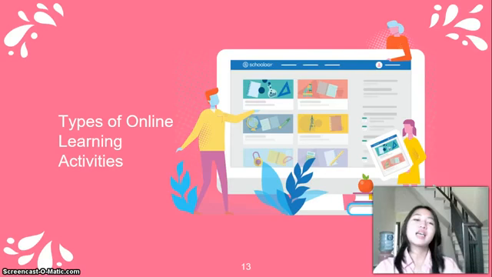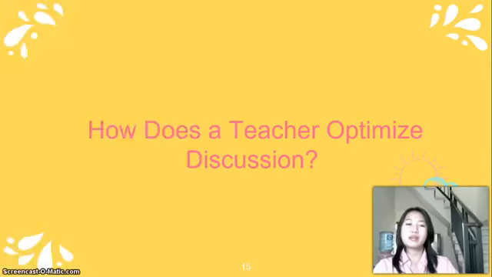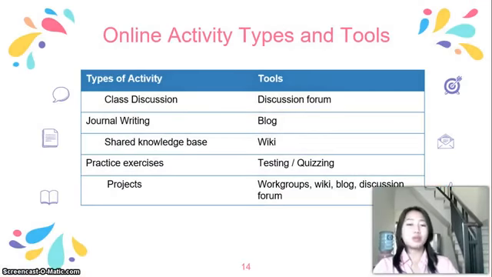The next one is types of online learning. There is class discussion. Class discussion usually uses a discussion forum. It facilitates student participation in an online course. So journal writing, the tool is a blog. Journal writing is an activity that allows students to reflect on the steps they take to understand new knowledge and new skills. Shared knowledge base, the tool is a wiki.